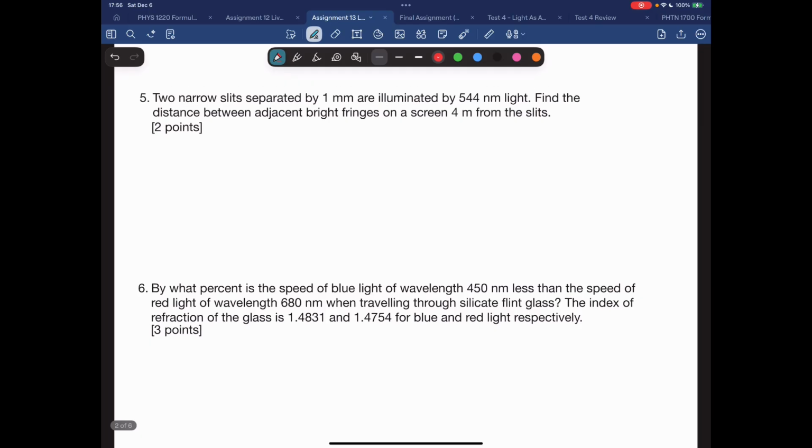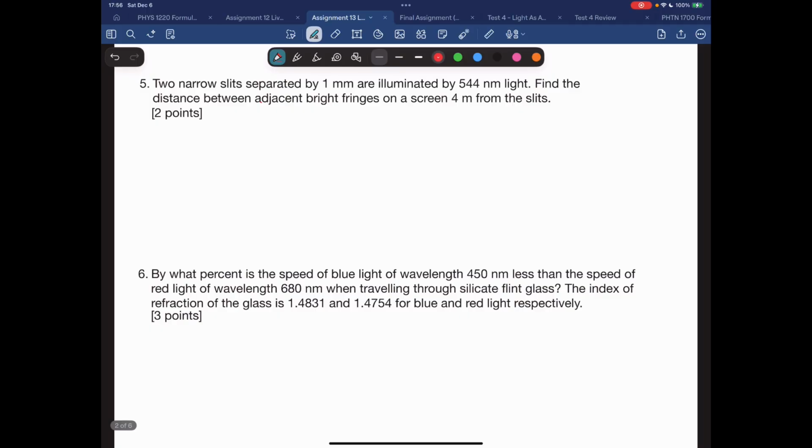Question 5. 2 narrow slits separated by 1 millimeter are illuminated by 544 nanometer light. Find the distance between adjacent bright fringes on a screen 4 meters from the slits. These are adjacent fringes, so m is going to be equal to 1. And again, this is double slit interference involving fringe spacing. So I use the required formula. We are looking for the distance between adjacent bright fringes. So we're looking for y.